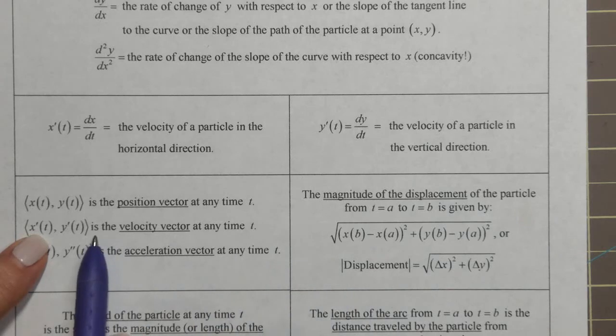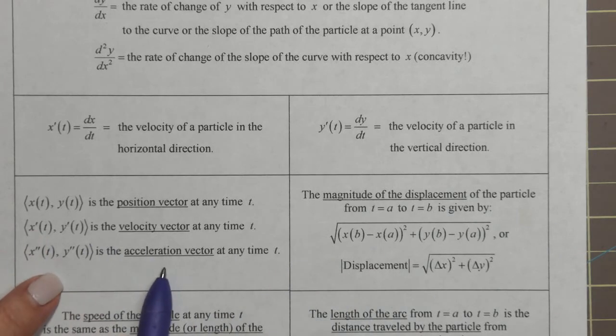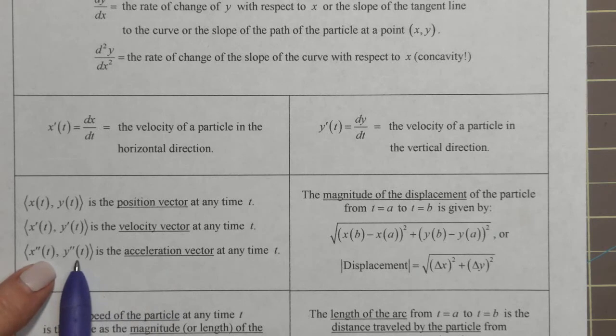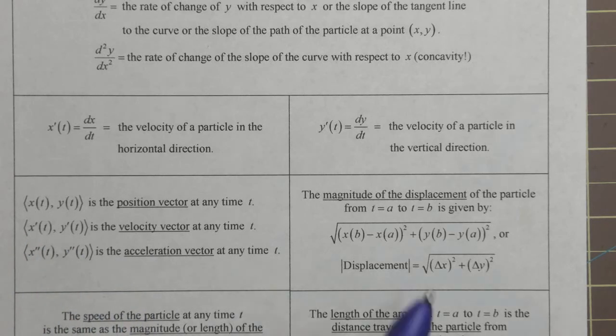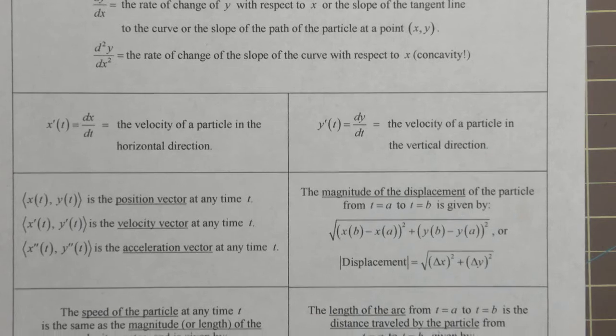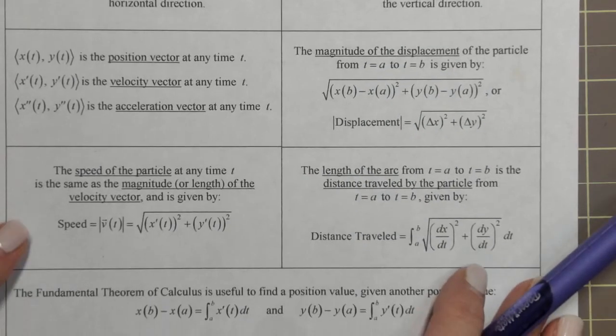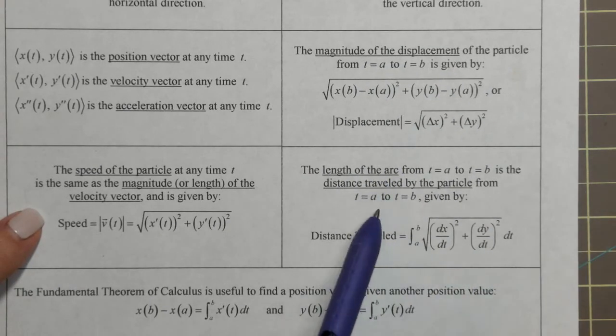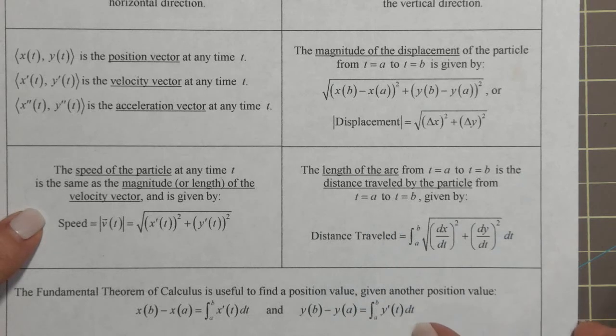We'll talk more about vectors tomorrow. Acceleration is also a vector. It's the second derivative of position, or the first derivative of velocity. So each component is that second derivative. We're going to go through magnitude of displacement in an example tomorrow. We're going to talk about speed tomorrow and the distance traveled by the particle tomorrow.